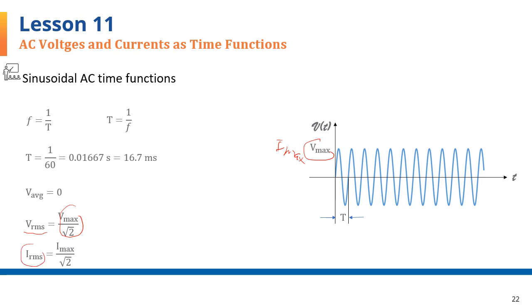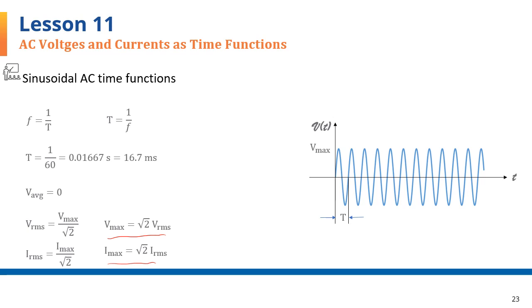Of course, we can rearrange these formulas to find the maximum quantities in terms of the RMS quantities, such as Vmax equals the square root of 2 times Vrms, and similarly for Imax. When you're given the value of an AC voltage or current in an exam or on a single line or any other document, that value refers to the RMS value of the voltage or current, unless explicitly stated otherwise.